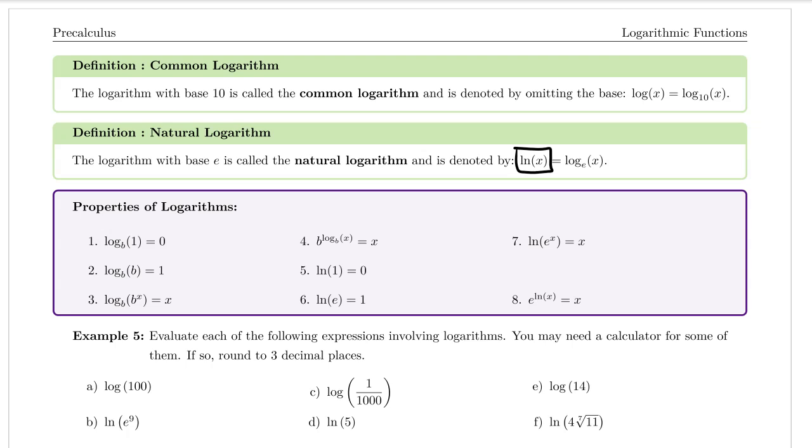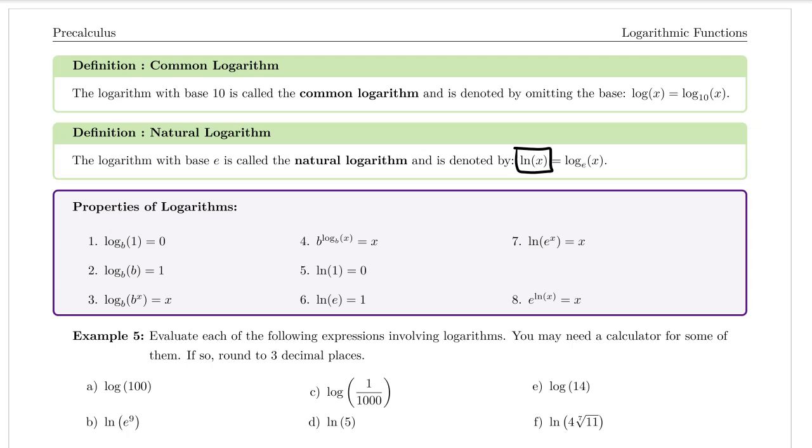Okay, so below in this purple box, we have some properties of logarithms. If we are taking the logarithm of 1, that is equal to 0. If we're taking log base b of b, that's going to equal 1. If I have log base b of b to the x power, that's equal to x. If I have b to the power of log base b of x, that's equal to x.